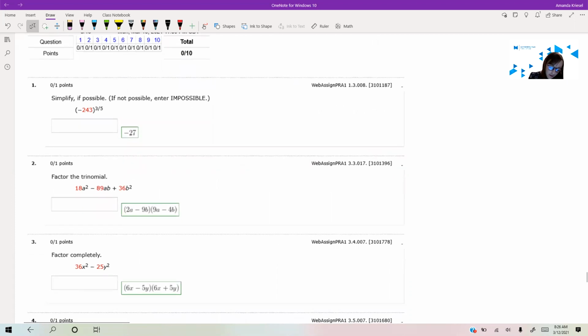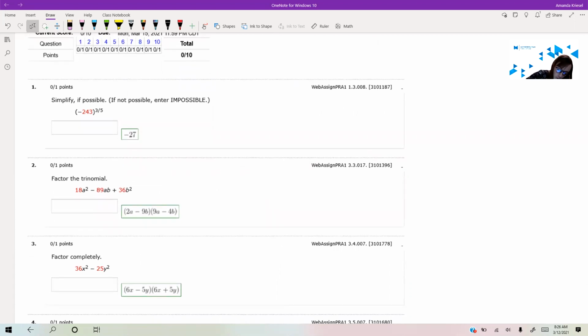Okay, so looking at this first problem, we are asked to simplify if possible. And let me change my pen color. That'll be the very first thing I do. Okay, simplify if possible. So we have negative 243 to the 3/5 power. There's two ways you can think about this. You can take the fifth root, that 5 in the denominator says that it's a fifth root. So I can take the fifth root of 243, and then I can go ahead and cube that.